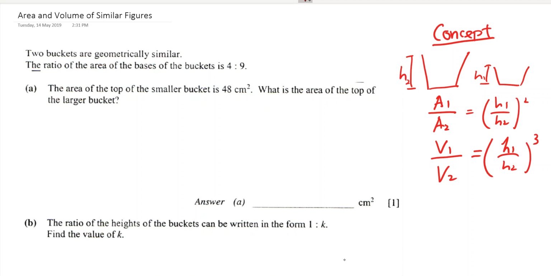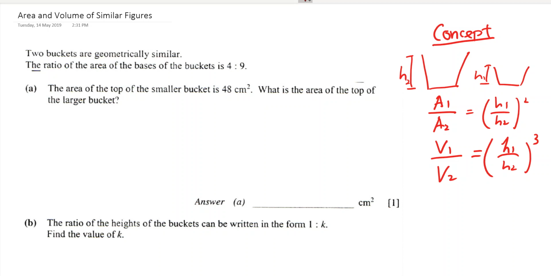Many students think, oh, I understand the concept, I know how to do the question, but when they come to the question, suddenly they blank. They don't know what to do. So number one, how to remember whether you use square or cube. Just remember that surface area is 2 dimension, so that's why we have square. Volume is 3 dimension, so that's why we have cube over here.